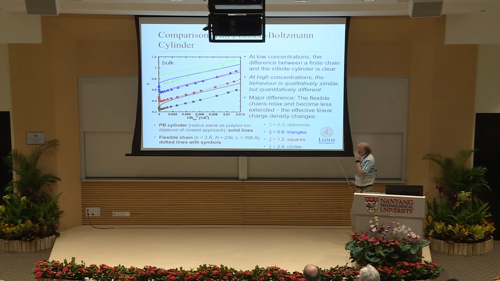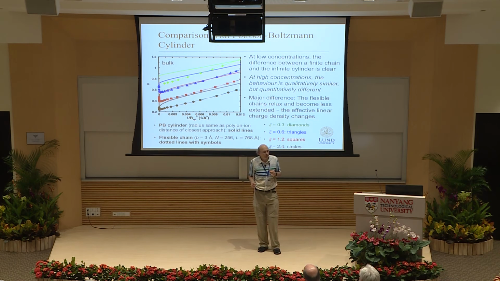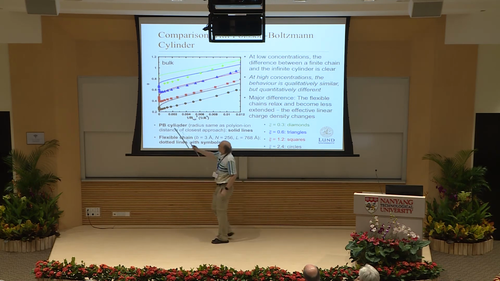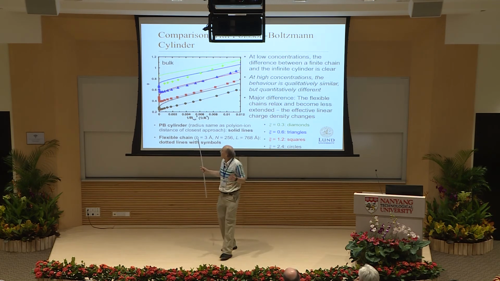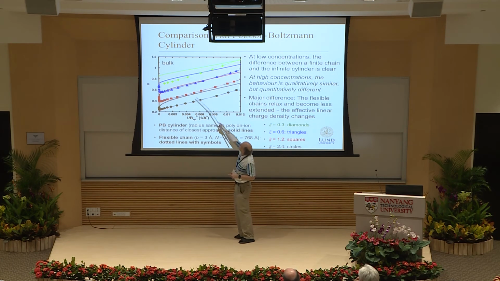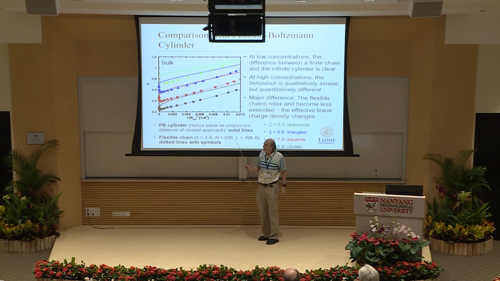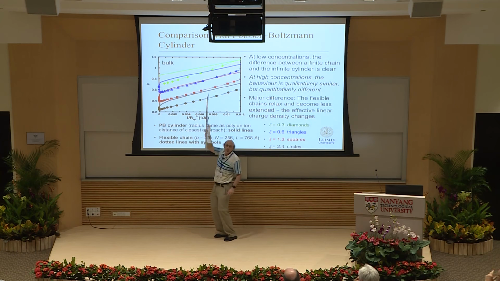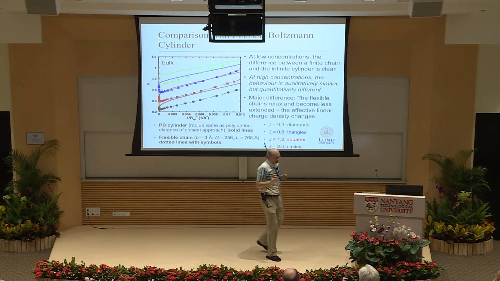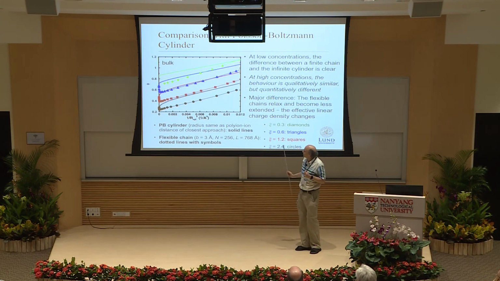Here I compare my bulk simulations with the Poisson-Boltzmann cylinder. The simulations are the ones with symbols, and the Poisson-Boltzmann is the solid lines. Of course, at low concentrations there is obviously a difference. One is an infinite object, and the other is finite, so that should be a difference. But we have similar slopes, and the big difference is that they are shifted. It looks like they are shifted by one bond length, or one linear charge density. And why is that?